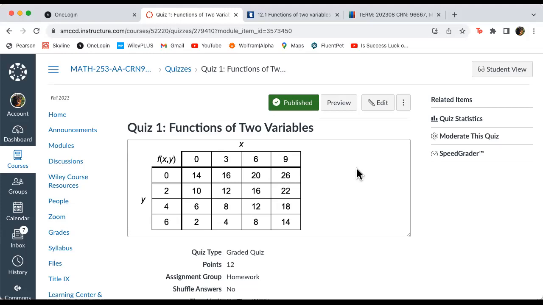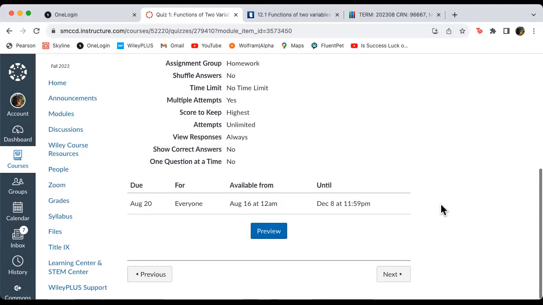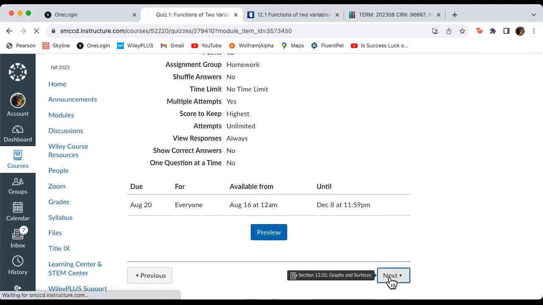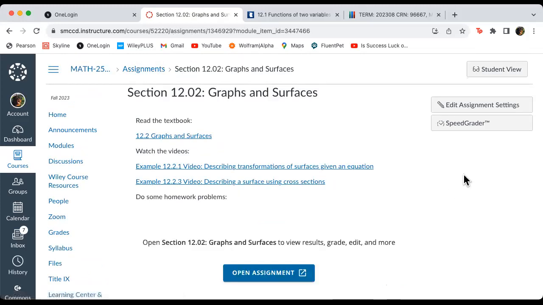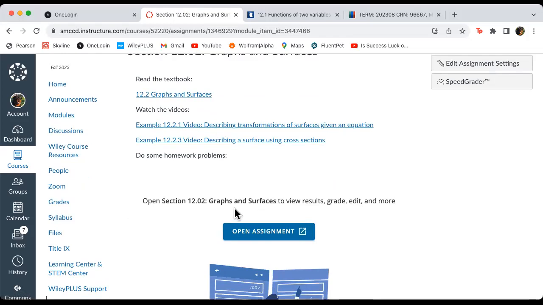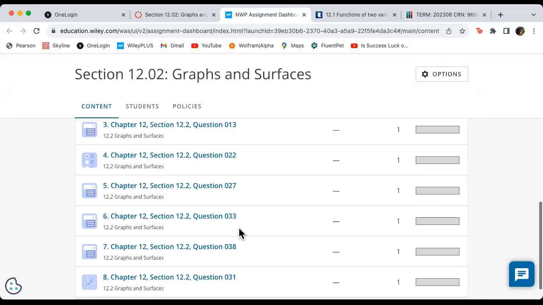So you've got the first section of homework to get started on, and the first quiz you can get started on. The homework has a due date of today. I know that you can't make that day because that's like today, but that's just where we want to get started. The next one is graphs and surfaces, which is what we just started talking about. And even though it doesn't have a due date, you can open up the assignment and start doing problems.